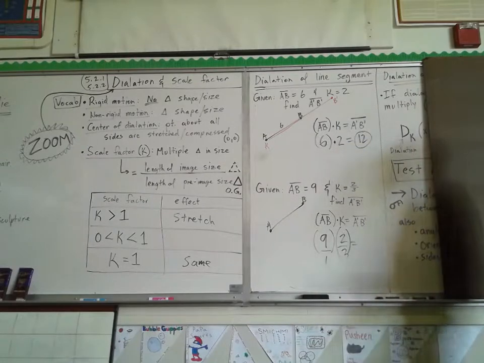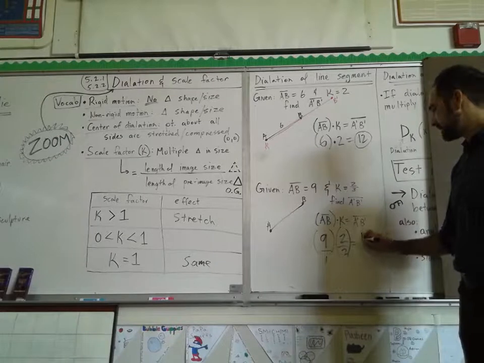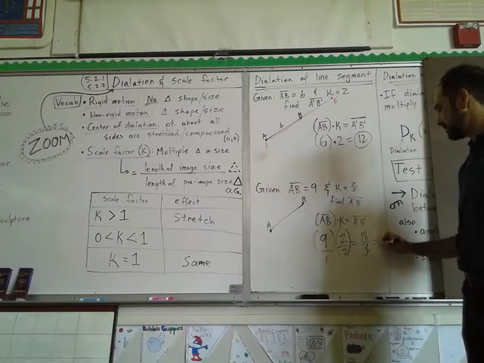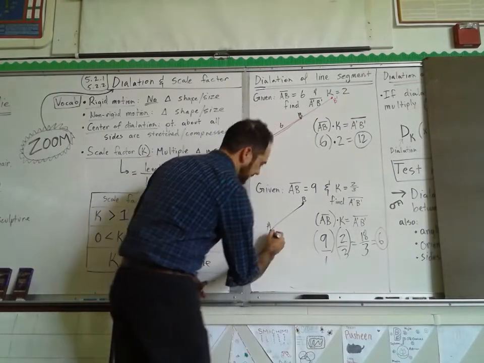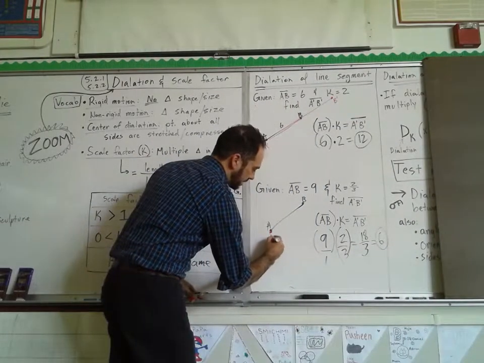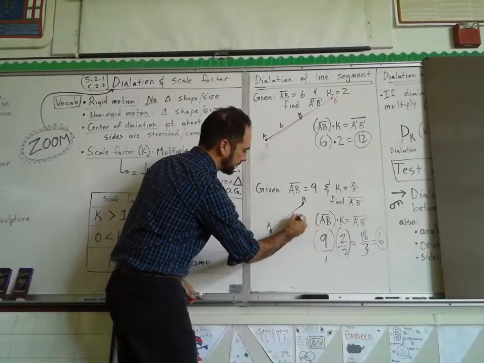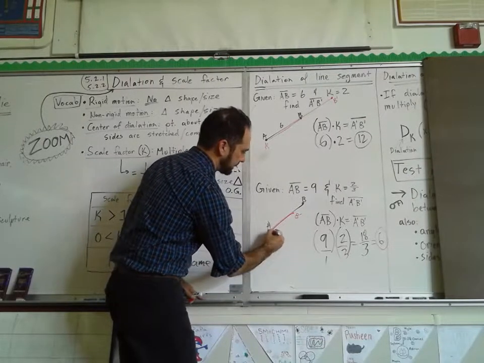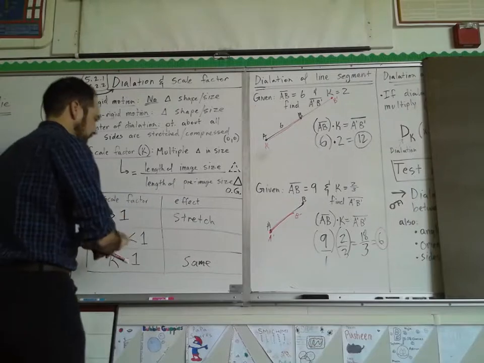What do we want to do? 18/3 is 6. So in this case, look what happened. This is now my A prime, and instead of 9, I end up right here at B prime. So you see what happened? It just shrunk, right? Or what's the other word for that? Compress.